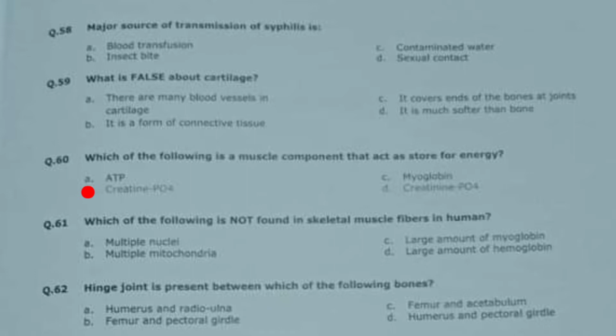Question 61. Which of the following is not found in skeletal muscle fibers in human? Large amount of hemoglobins. Option D. 62. Hinge joint is present between which of the following bones? Humerus and radio ulna. Option A.